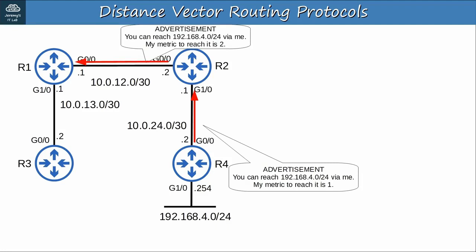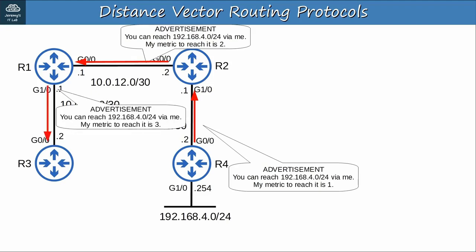Similarly, R2 then tells R1 the same, except it advertises the metric as 2. Once again, R1 doesn't have a detailed picture of the network. All it knows is that it can reach 192.168.4.0/24 via R2, and that R2's metric to reach it is 2. And of course, R1 advertises the network to R3, with its own metric to reach the destination network. Once again, RIP and EIGRP are the two distance vector routing protocols that are used, and we will talk more about them in Day 25's video.